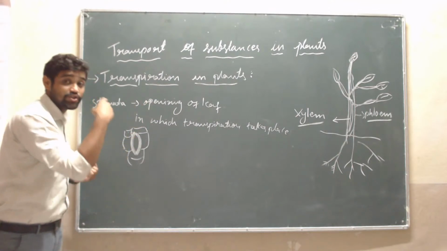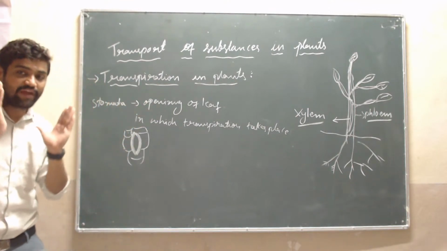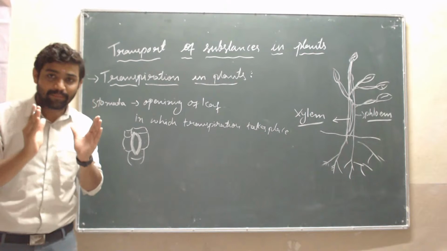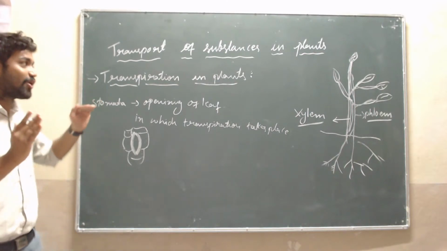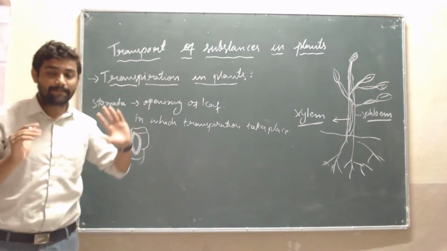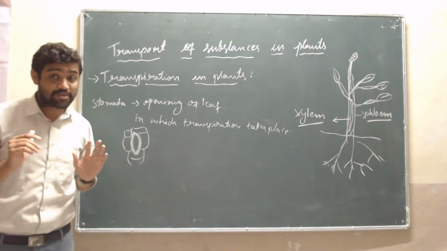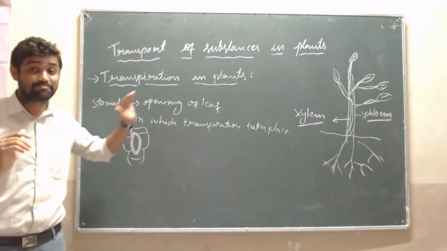The water is lost in the form of vapor. And that process is called transpiration in plants.